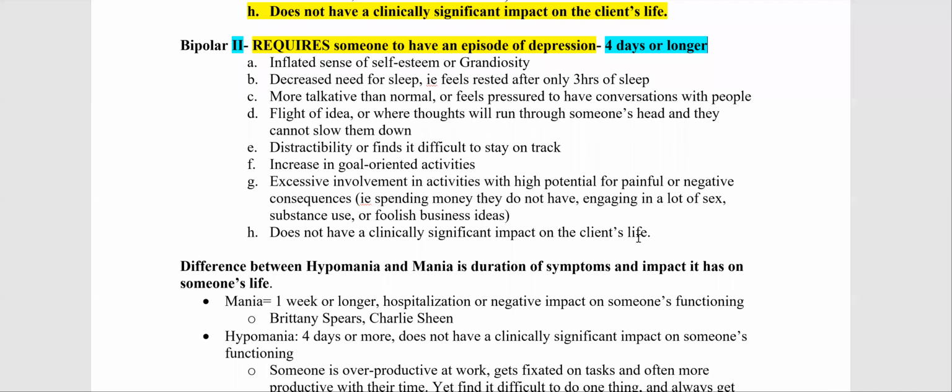Excessive involvement in activities with high potential for painful or negative consequences. Spending money they do not have. Engaging in a lot of sex or unprotected sex. Substance use or foolish business ideas. And again, the key emphasis here is it does not require it to have a clinically significant impact on someone's function in some way, shape, or form, where bipolar 1 requires the clinically significant impact.